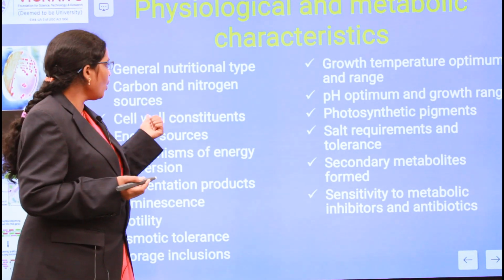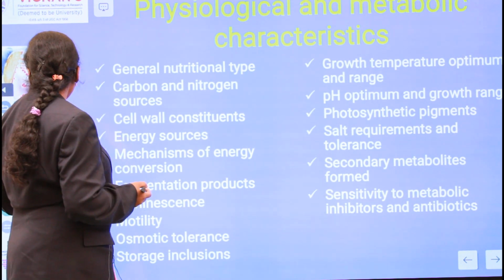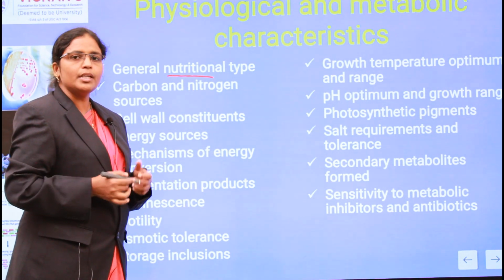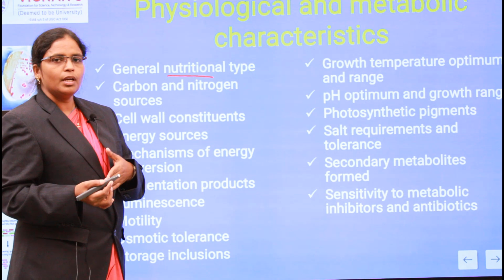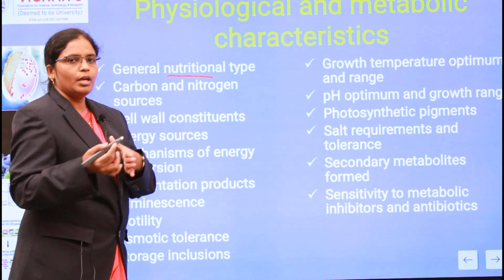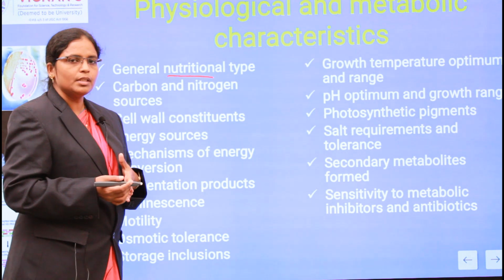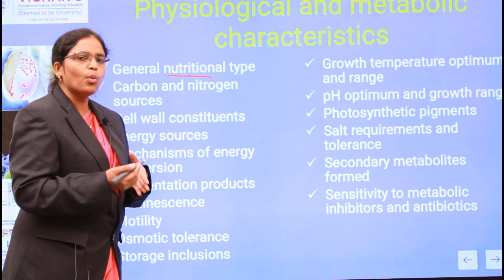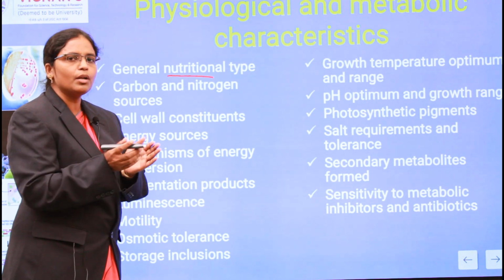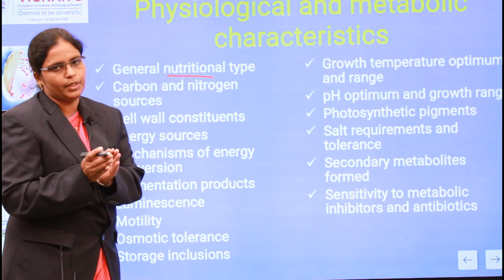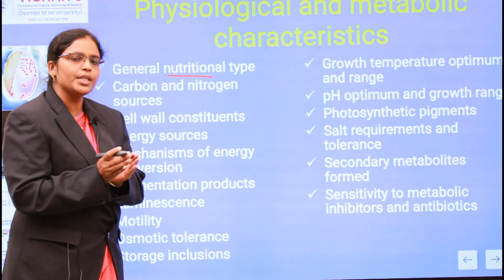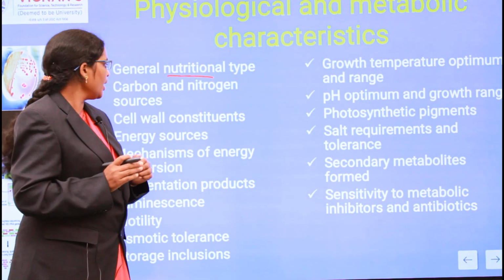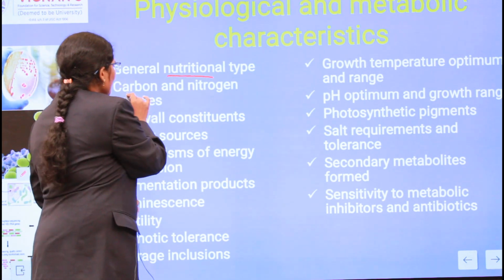Like this, the nutritional pattern of microorganisms also varies based on the nutritional type, whether it is autotrophic or heterotrophic, whether it is chemotrophic or organochemotrophic. That means what is the energy source and what is the light source and what is the carbon source for a particular organism to synthesize food. So based on this nutrition, we can classify the organisms into different groups. Okay. And next, carbon and nitrogen source.